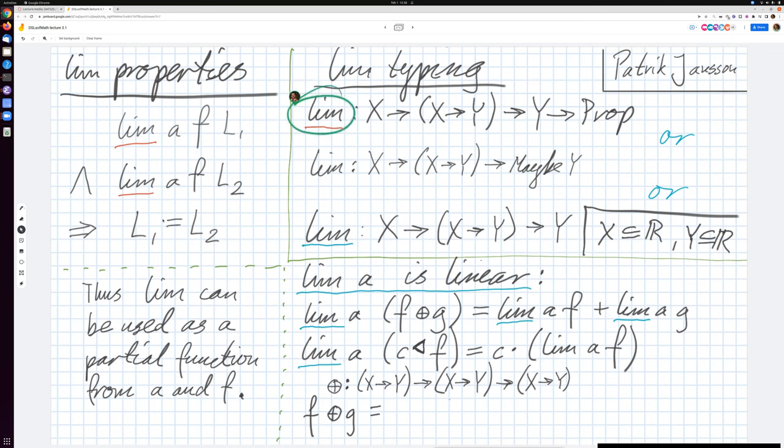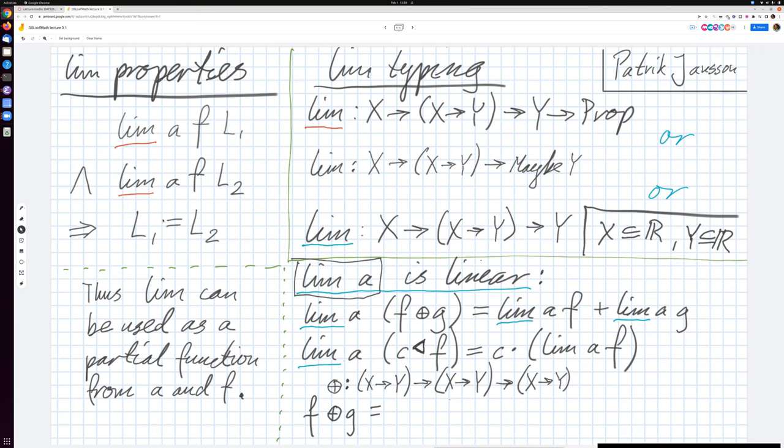Okay, but for the blue lim, I want to explain that this is actually linear, or not lim in itself, but lim of A. So notice the box here around lim A. Lim partially applied to an argument, I claim, is linear. So then you might ask, okay, what does linear mean? Well, linear means that if I give it a sum, it should also produce a sum. And also scaling, but let's take the sum part first.